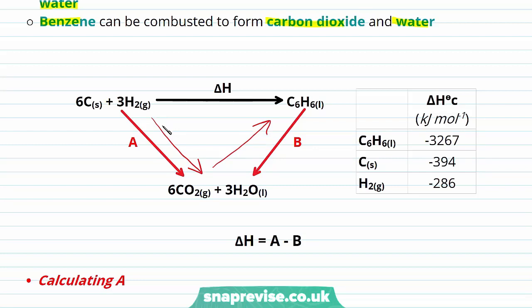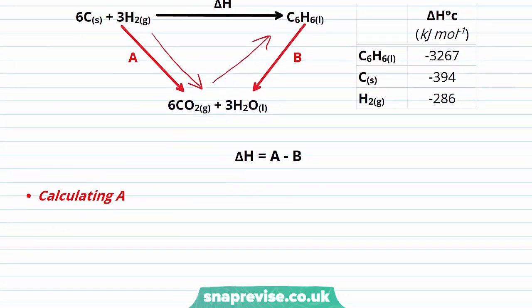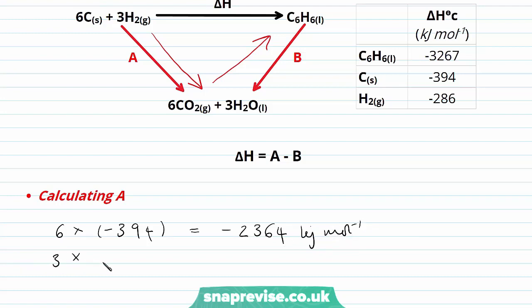So let's go ahead and calculate values for A and B to find a value for the enthalpy change of this reaction. In order to calculate A, we can use these values here of the enthalpy change of combustion. So we have 6 times the enthalpy change of combustion of carbon, which is minus 394, to give us minus 2,364 kilojoules per mole. Then we have 3 times the enthalpy change of combustion of hydrogen, which is minus 286, to give us minus 858 kilojoules per mole.